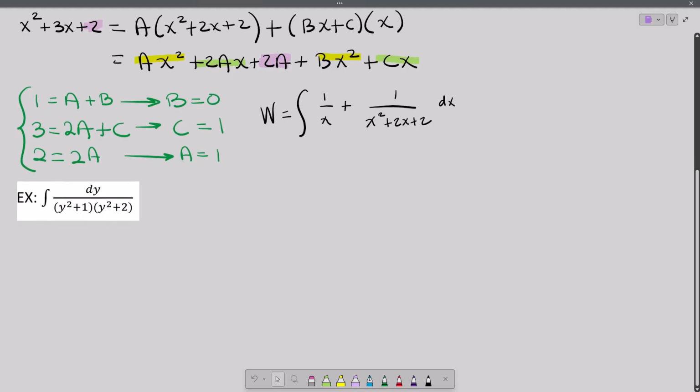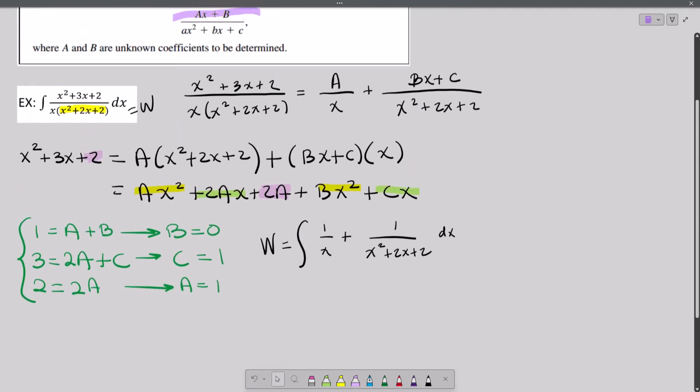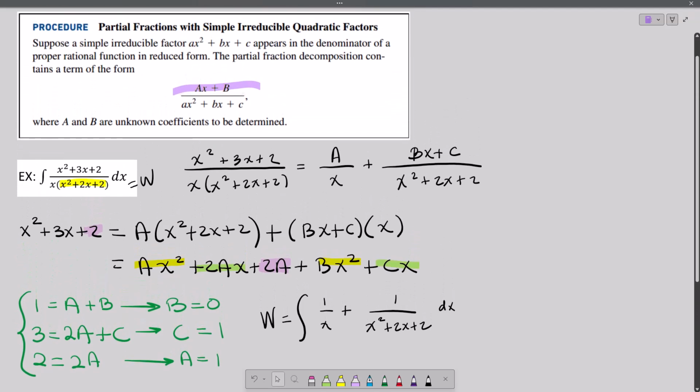Okay, so any questions up to the point there where we have to integrate now? Yeah. Could you go over the first part? Yeah, how did we get the bx plus c in that? This right here? The fraction? Yeah.